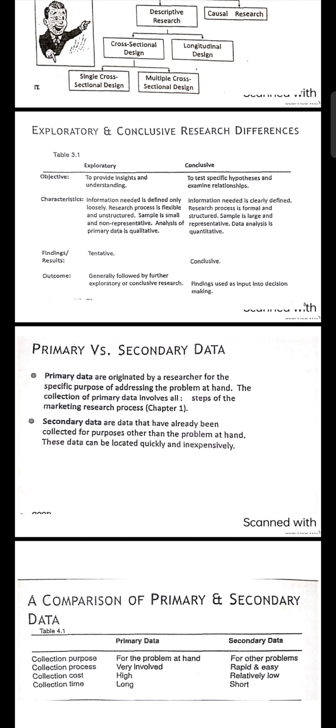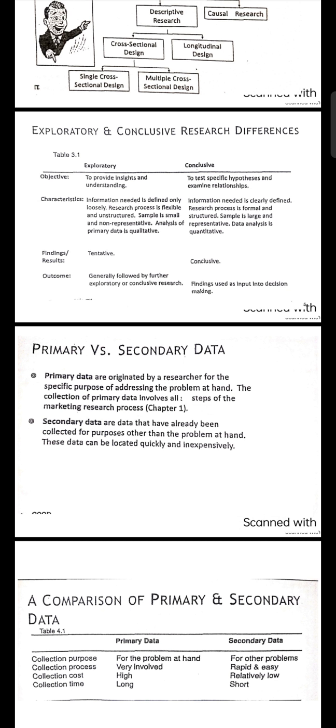the characteristic is not numbers. It's like contents. The data you obtain, you need to assess the quality. You look at the quality side rather than just numbers or volume. The findings and results are tentative.